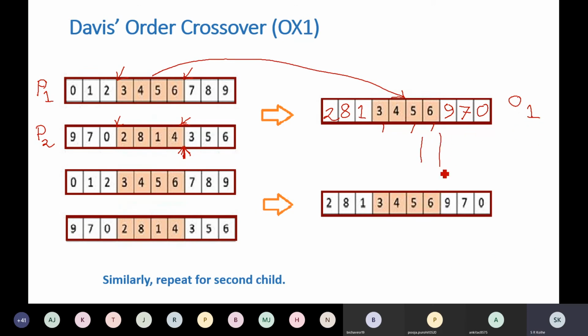Look at this. Out here I have written. So new offspring O1 is now 281, 3456 and 970. Okay? Understood? Yes, sir. So if you have understood, now we will generate offspring 2, O2.